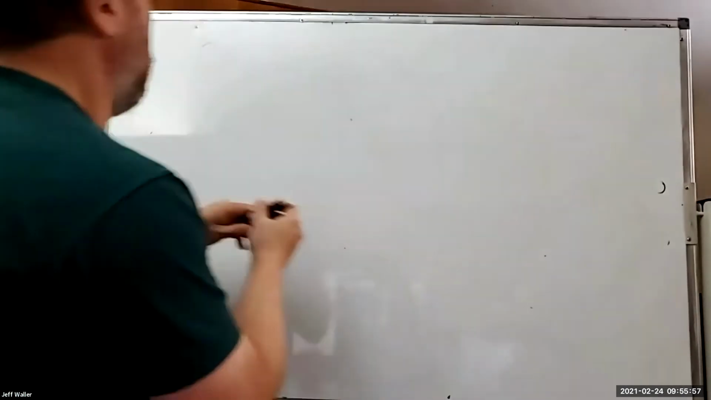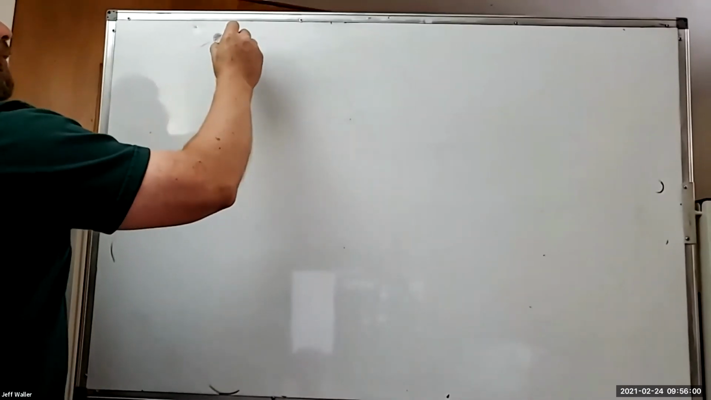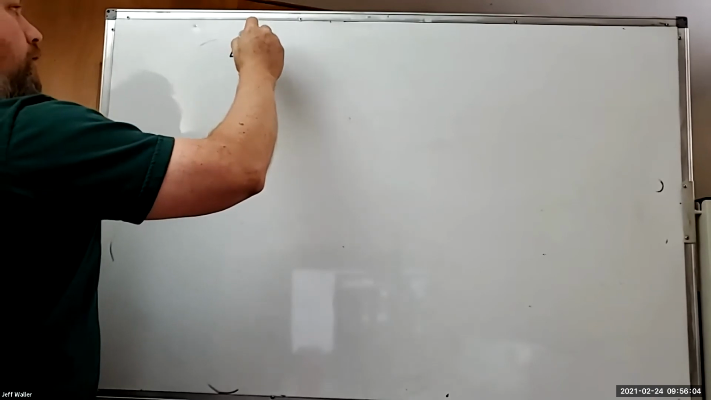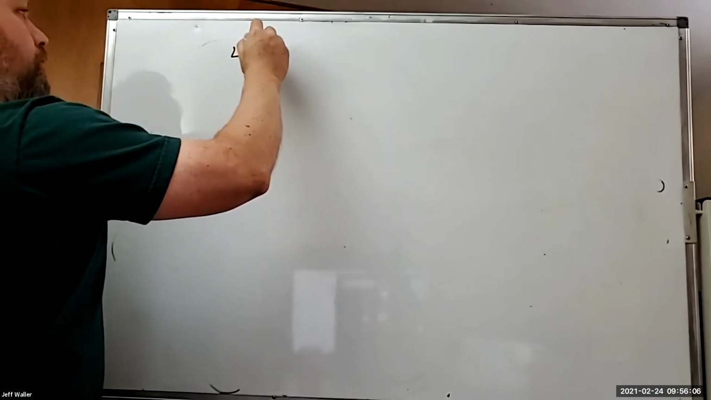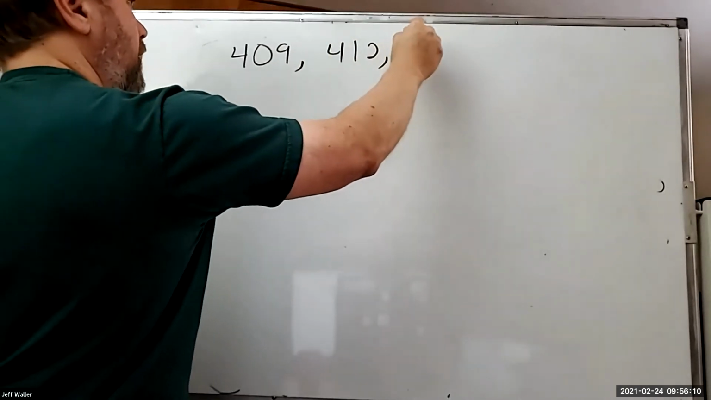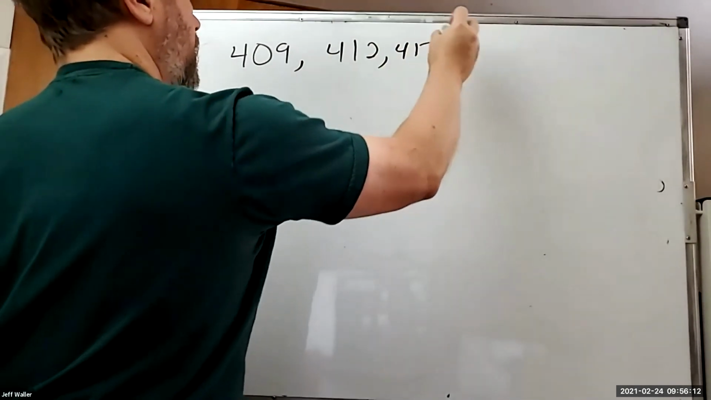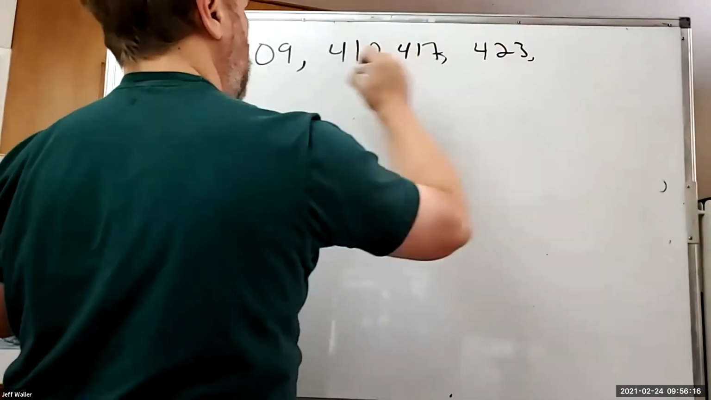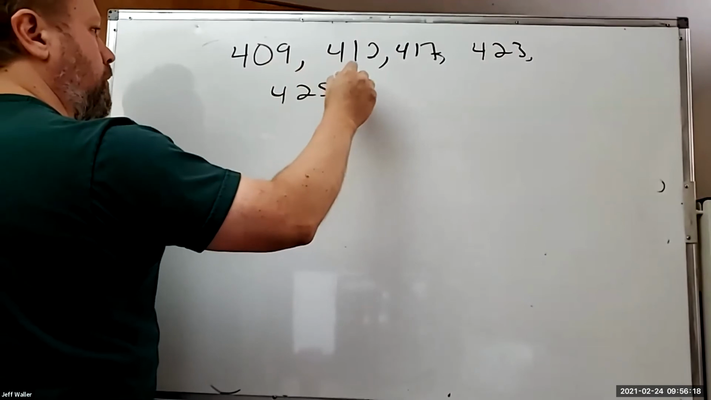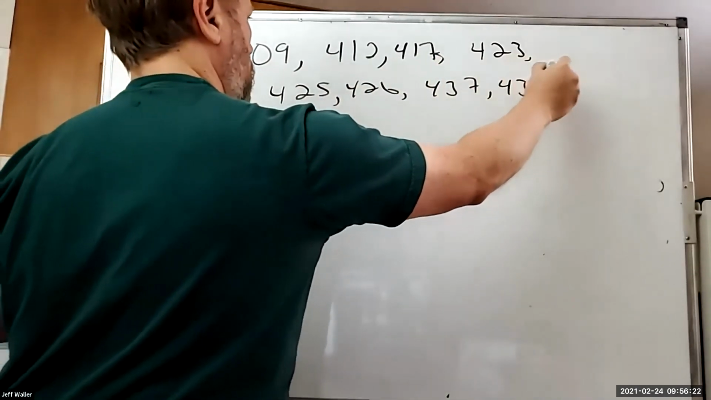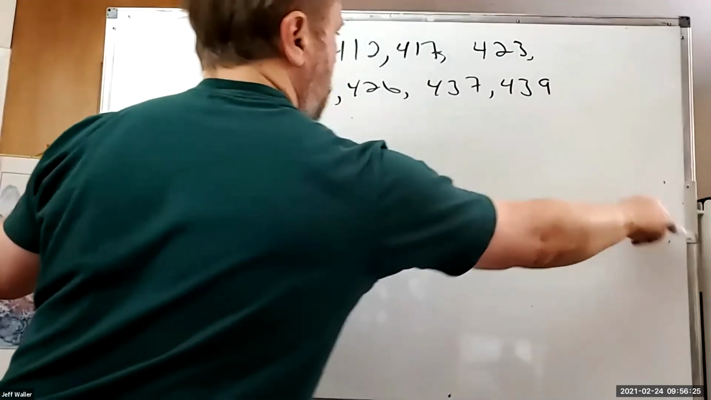So what if my data look like this? I want you to watch this. It's kind of cool. What if my data looked like 409, 412, 417, 423. All right. So my data looks like this.